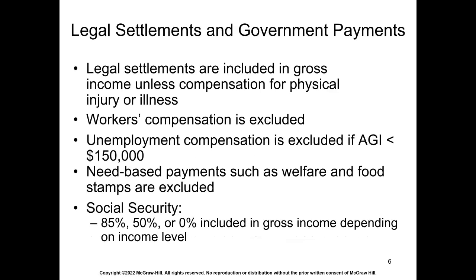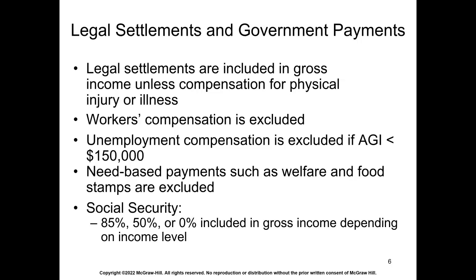Looking at legal settlements and government payments. So legal settlements are included in gross income unless compensation for physical injury or illness. So workers' compensation is excluded. So workers' compensation means you're still employed or you're injured on the job, and that's the part that you're getting. That is not unemployment compensation. However, it notes, and this is a change, unemployment compensation is excluded if the AGI is under $150,000.